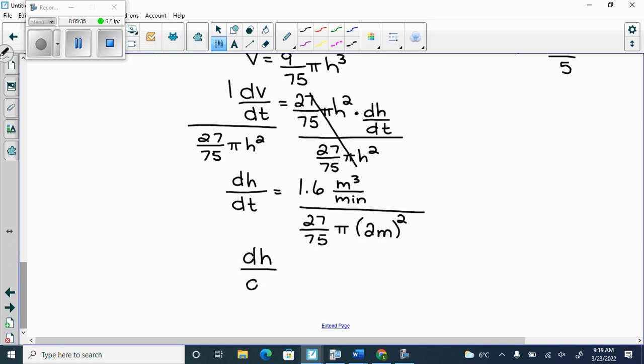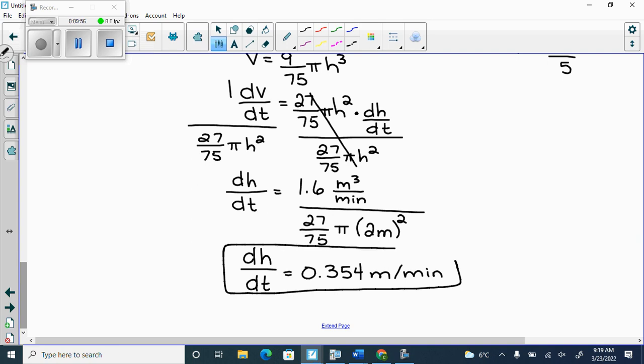dh over dt equals 0.354. Everyone get that? Meters per minute. Because this will become meters squared. This is meters cubed, they'll cancel. You get meters per minute. And we're happy because it's positive. And it's asking you what rate is the height increasing at? Well, it's increasing at 0.354 meters per minute. Okay? So not too bad of a question if you know how to do the question.